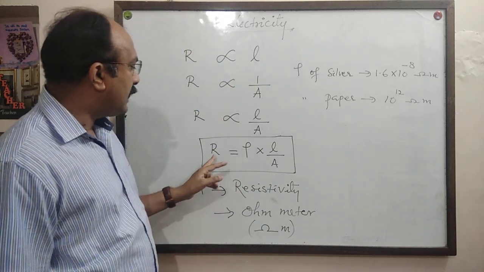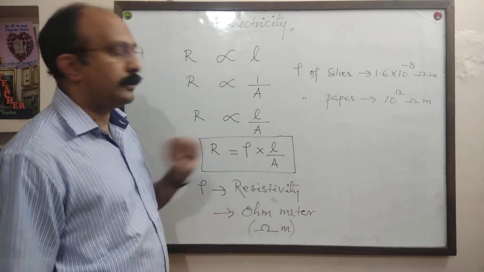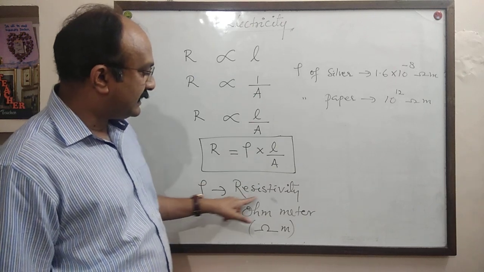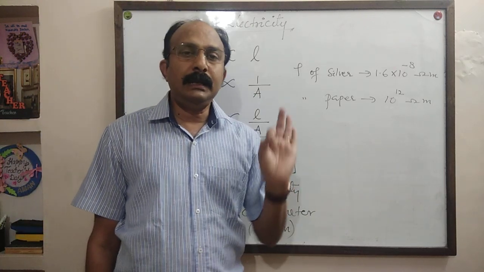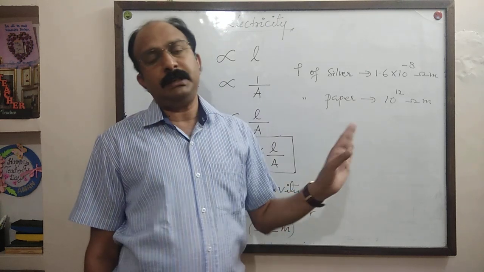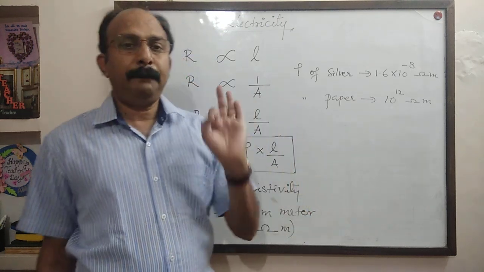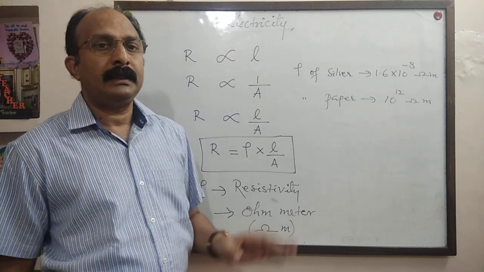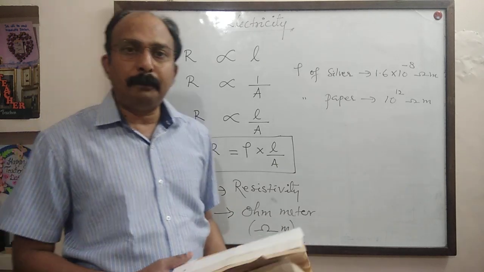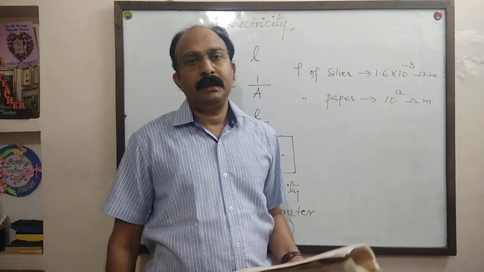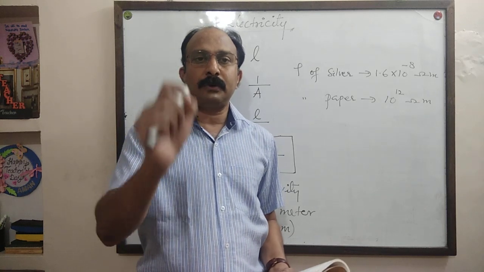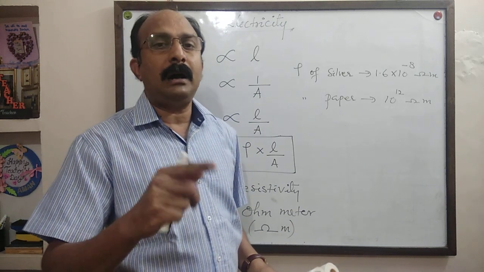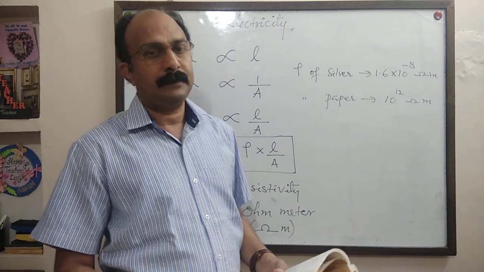Combining them together, we get R is equal to rho into L upon A, where this rho is a constant, known as resistivity. It is a material property. It never changes. Rho depends only on the material by which that conductor is made. If a wire is made up of copper, its rho value will remain the same. If a wire is made up of silver, its rho will remain the same. But depending upon its length and thickness, its resistance R can change.